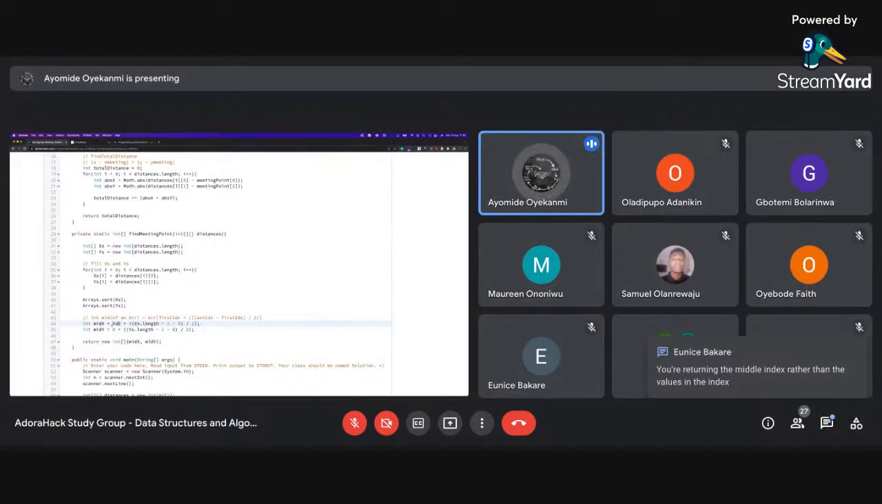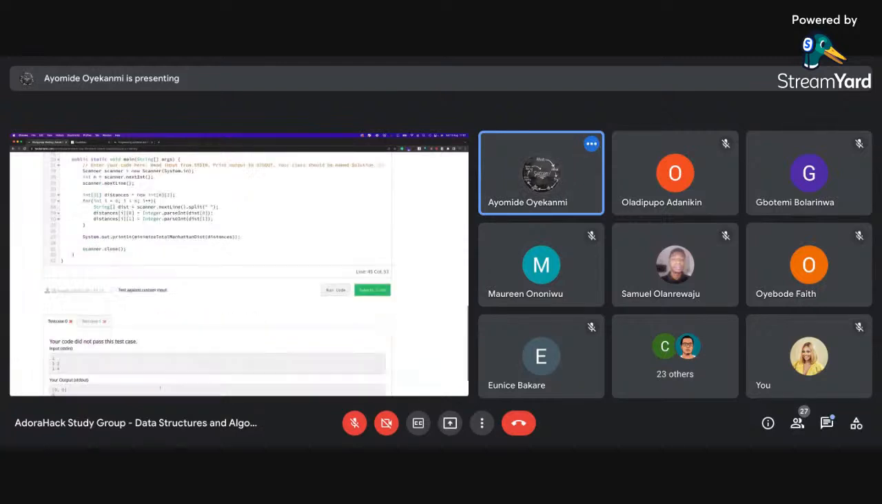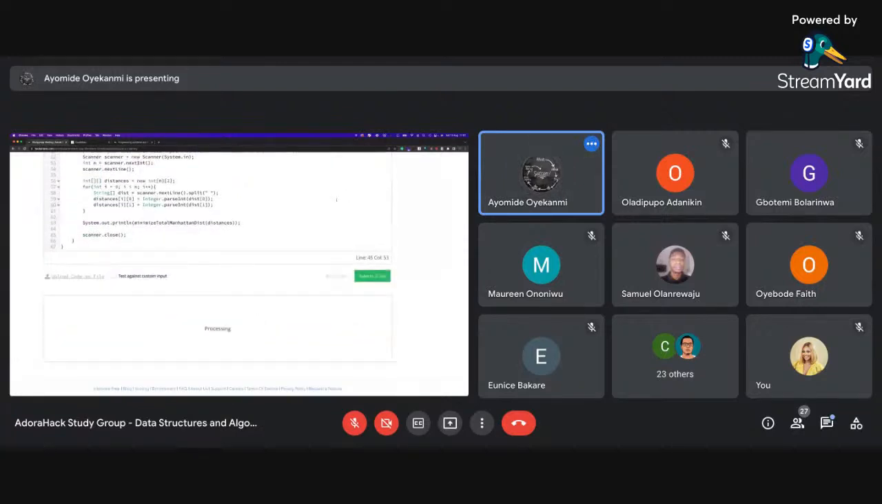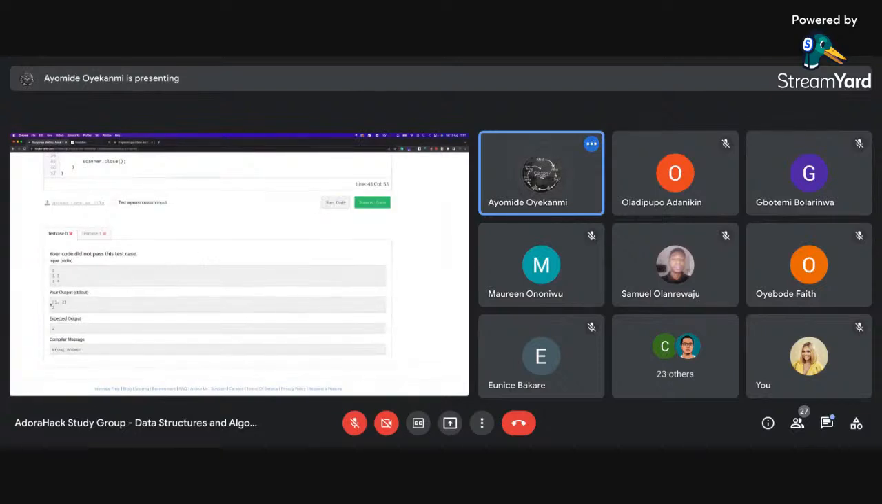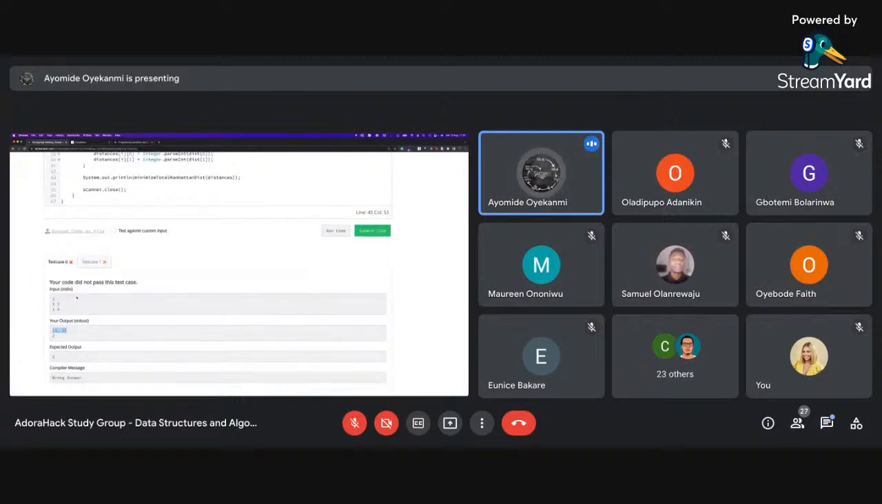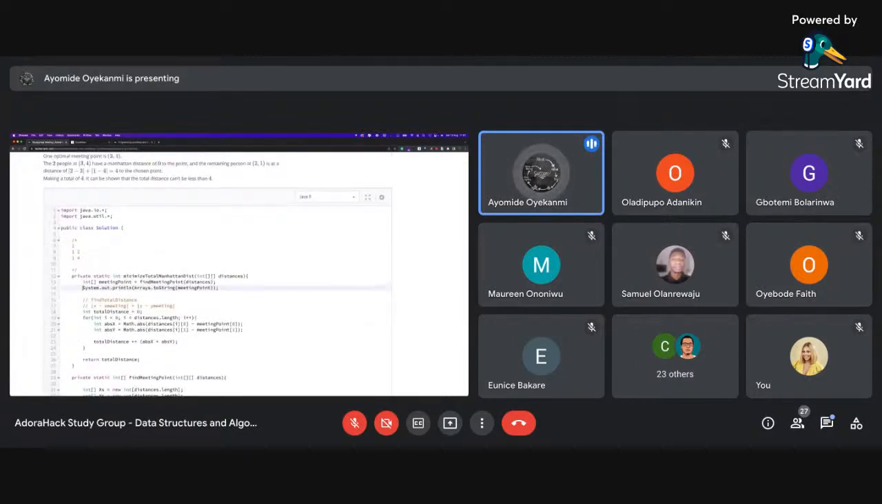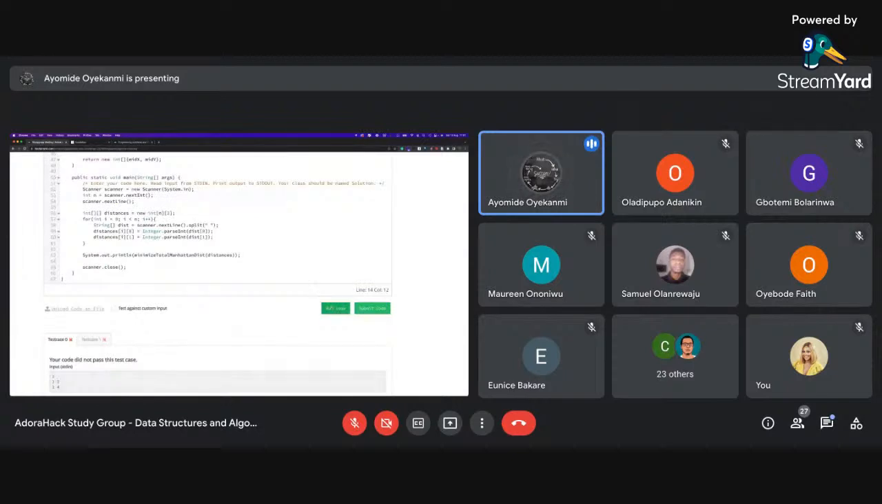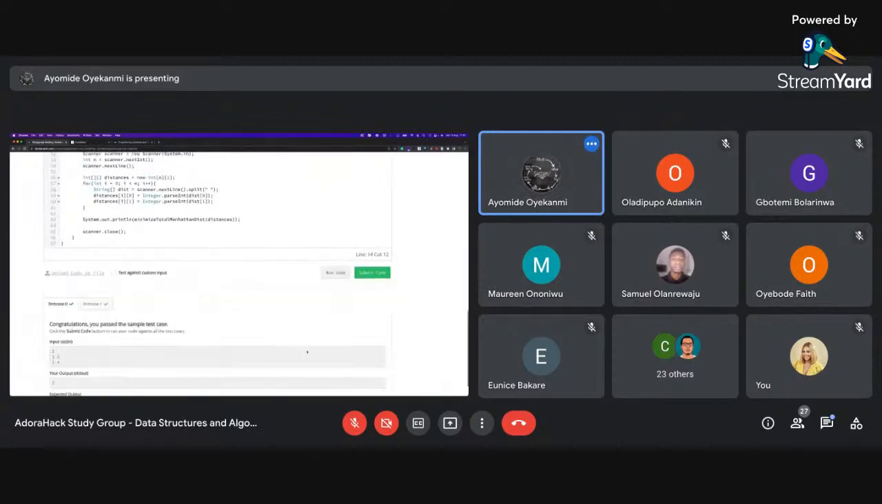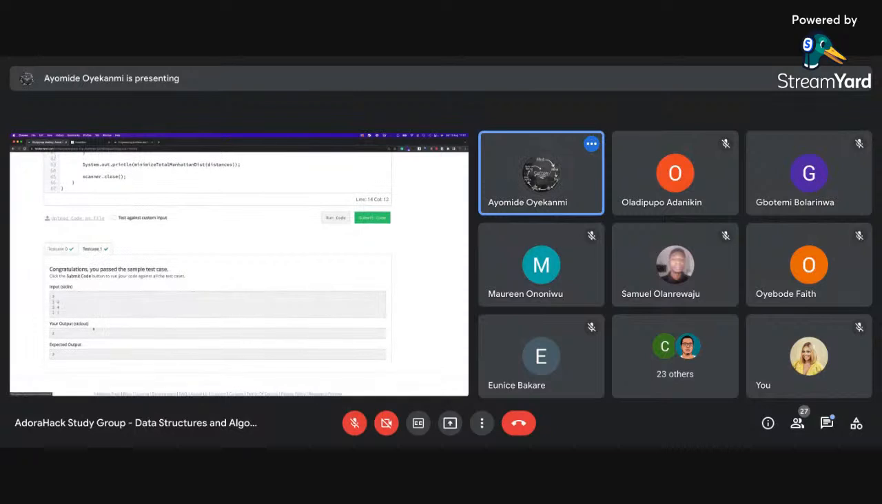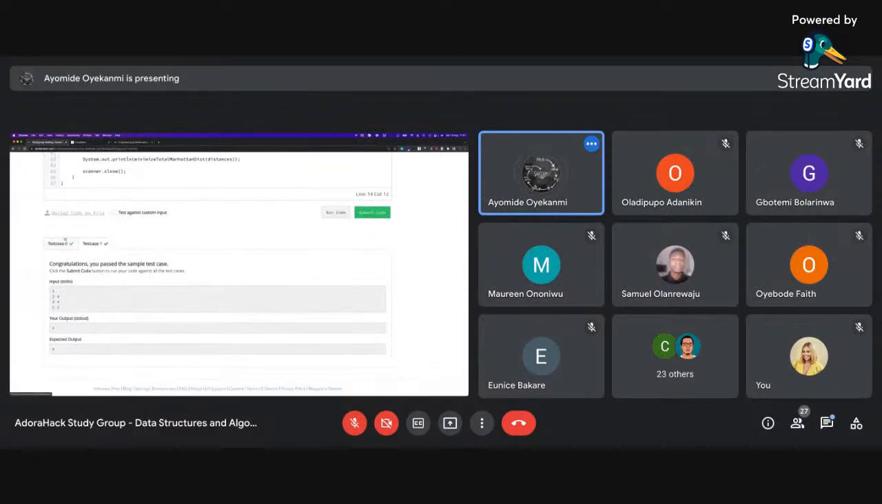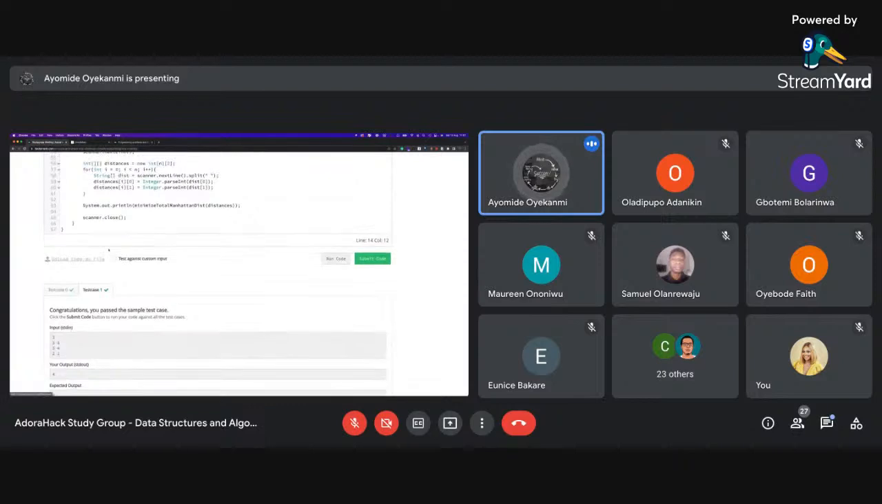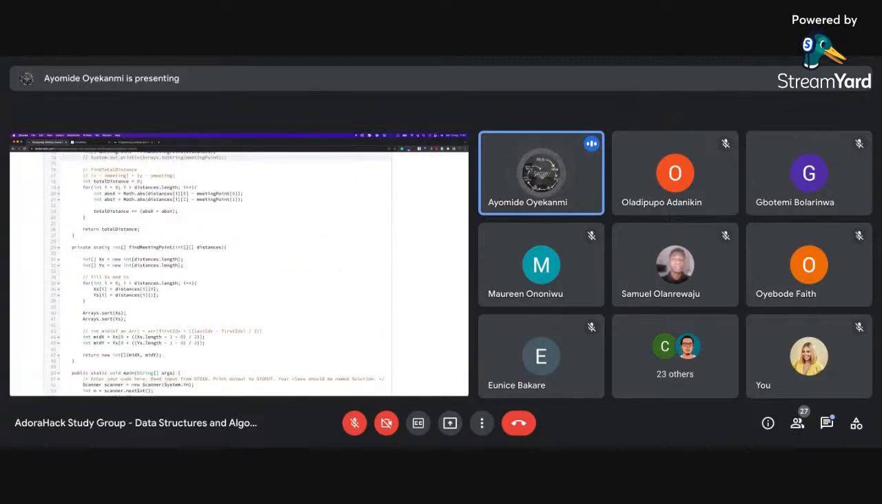So for x's, I just get the point at that mid index. For y's, I get the point at the mid index. Let's see if that helps. Right, so my mid is 1, 2 now. That looks more like what I want. So I will comment this out, but I think the printout is affecting the output. Right. Cool. Yeah, returning the middle index rather than the value. Yeah, thank you, Eunice. That is exactly it.